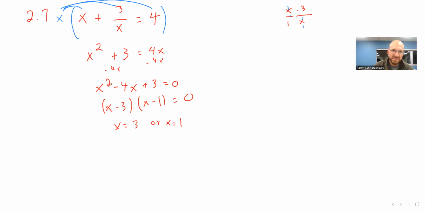I should always check my answers to make sure I don't get a 0 denominator. And neither of those give me a 0 denominator, so we are good. Okay. We're going to move to example 3. And we're going to solve this one.